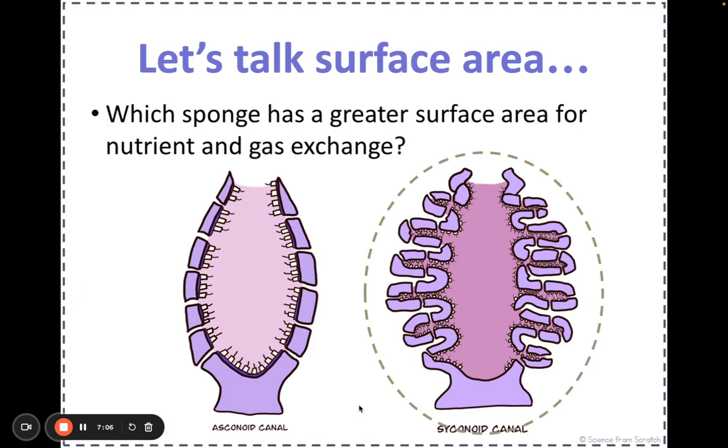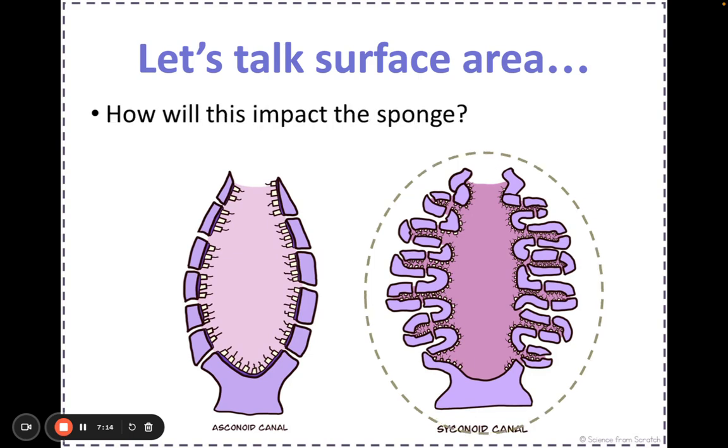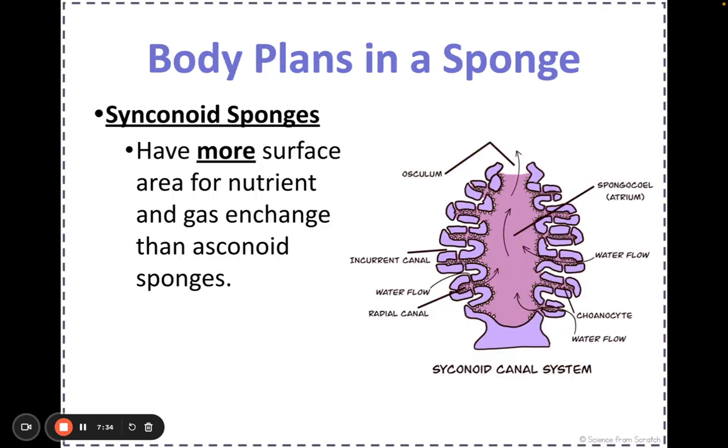Good. Hopefully you picked the sycanoid. That one, because of that pleated shape, has a greater surface area. So how will this impact the sponge? Again, more surface area means more contact with water, which means more nutrient and gas absorption. So more nutrients and oxygen will allow these sponges to grow larger and stronger than the asconoid sponges.